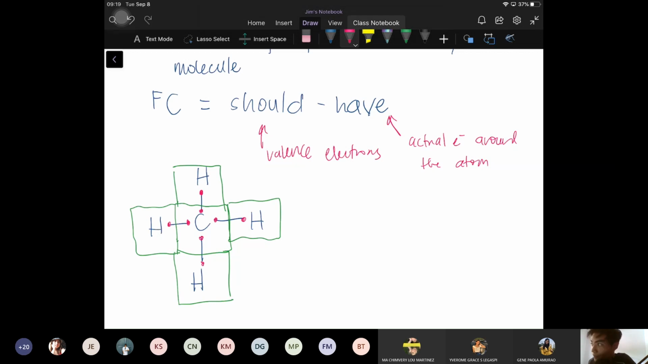Then, ano na ngayon? So, para makuha mo yung have, for you to solve for the actual electron around the atom, just look at the box. Tingnan mo yung box. Ilang dots or ilang electrons yung meron sa carbon. Ilang dots meron yung kay hydrogen. Ganun yung gagawin natin, no? So, siguro let's start with hydrogen first.